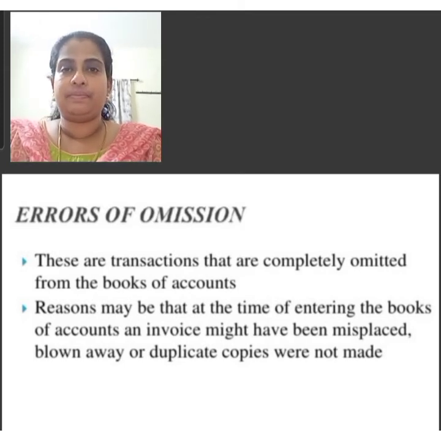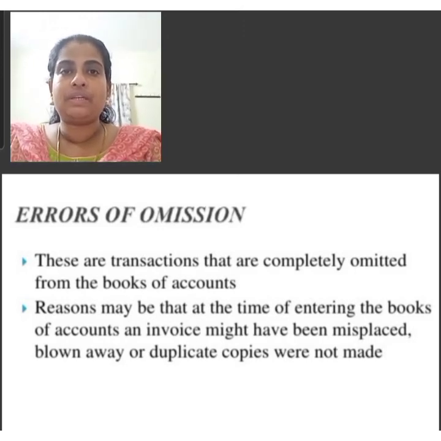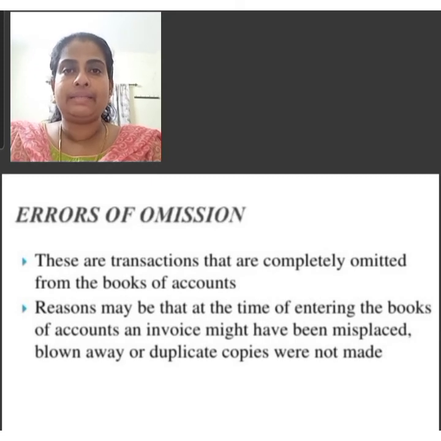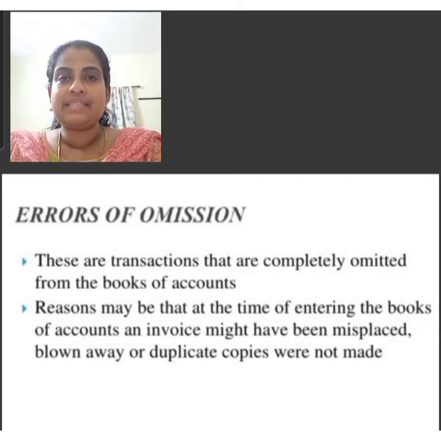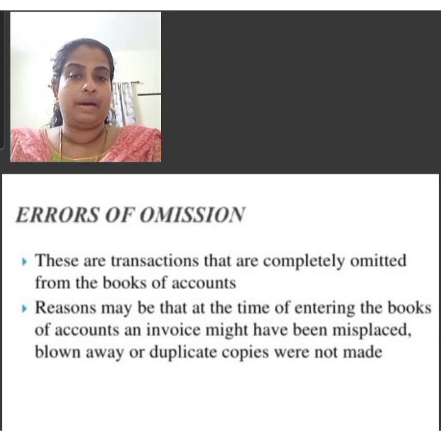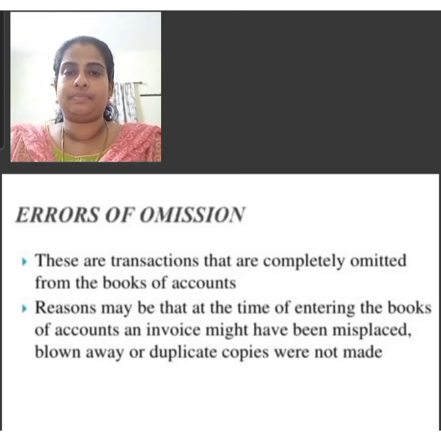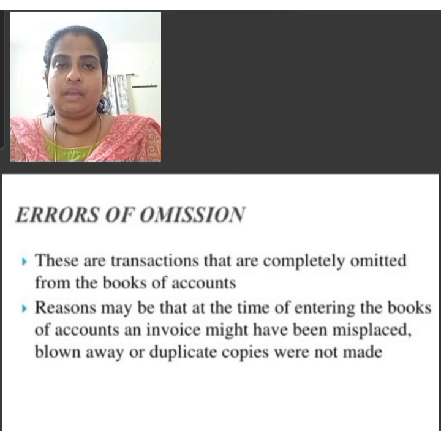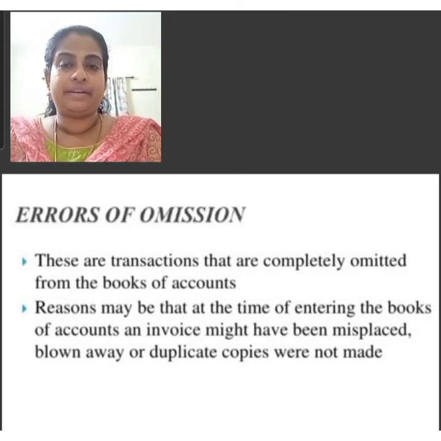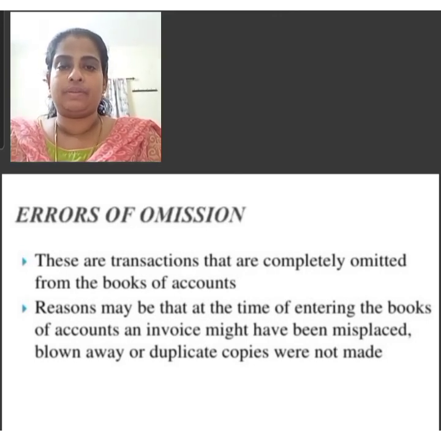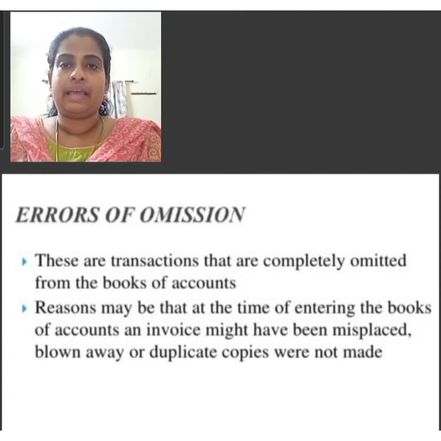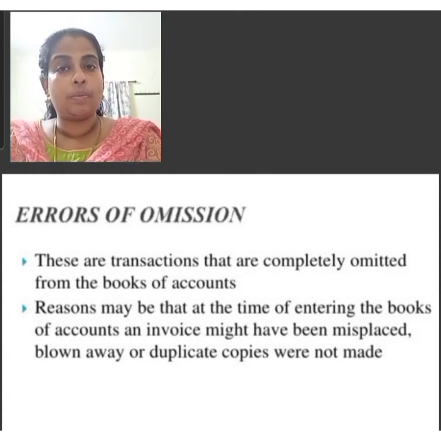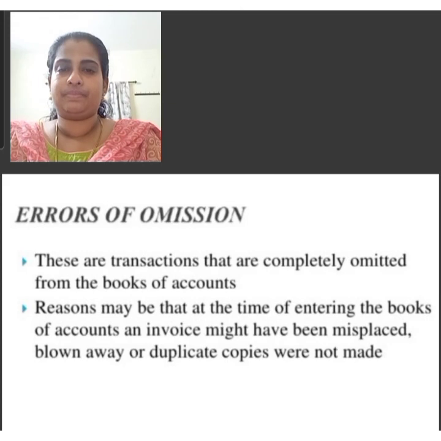In the same way, goods sold to Malik was recorded in the sales book but it was omitted from being recorded in Malik's account. These errors are known as errors of partial omission. Partial omission affects only one account, so they will be rectified by opening suspense account. These errors can also be rectified without opening suspense account.